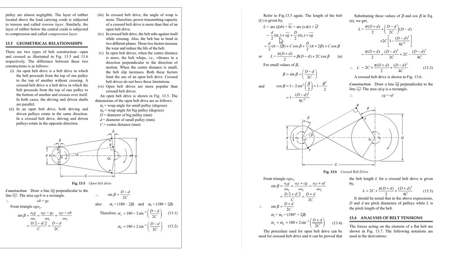So d by 2 into alpha S. Similarly, for alpha B, our distance CDE, which is subtended by an angle alpha B, is given by alpha B into D by 2, small capital D by 2. Also we can write alpha S is equal to pi minus 2 beta and alpha B is equal to pi plus 2 beta. And this OG and OC, OG, O to G, is the cos beta relation.